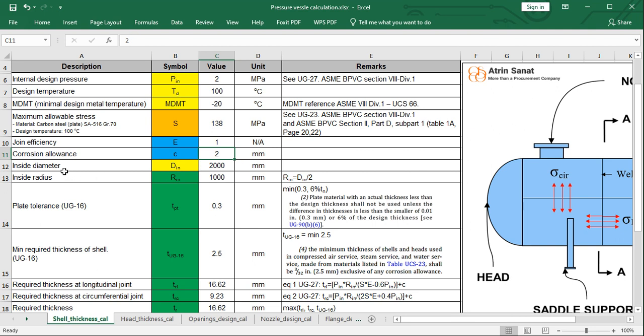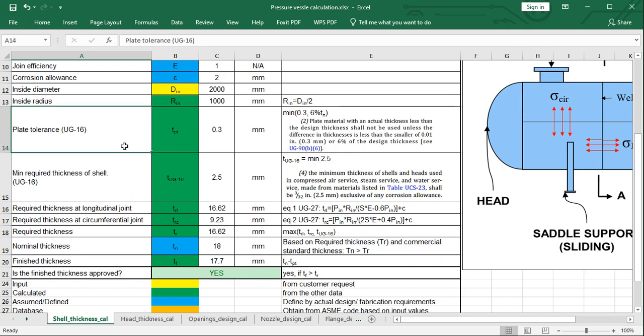Next one is the inside diameter. This is one of the inputs for our calculation, and I've set it to 2000 millimeters. The next one is the inside radius. This one would be half of the inside diameter, so it is 1000 millimeters.